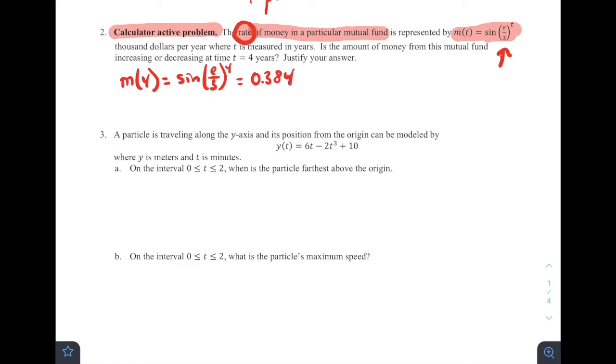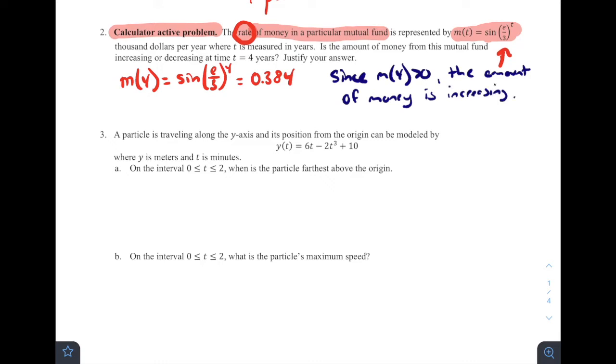And our conclusion then, once we know that, is that since m of 4 is positive, the amount of money is increasing. Because that derivative, or not even the derivative, but the rate is positive. Since this was a rate, we didn't need to take a derivative. It's already the rate. If they didn't have that word in this, then I would have to take the derivative and then plug in to find whether it's increasing or decreasing. But this is essentially telling us that this is already a derivative of something.